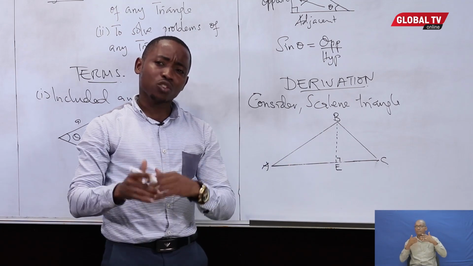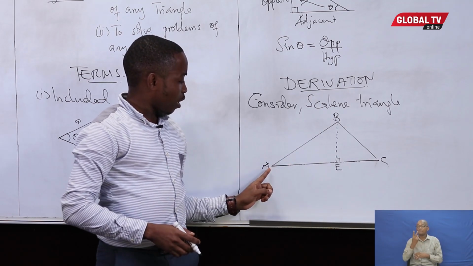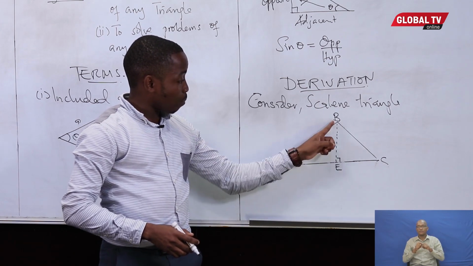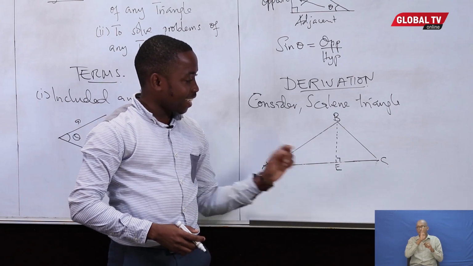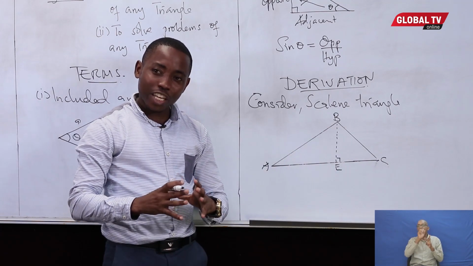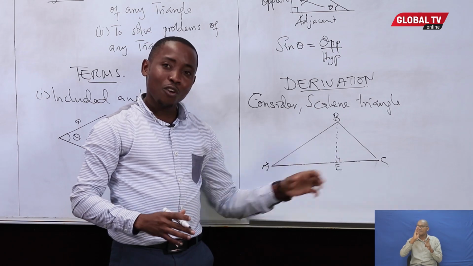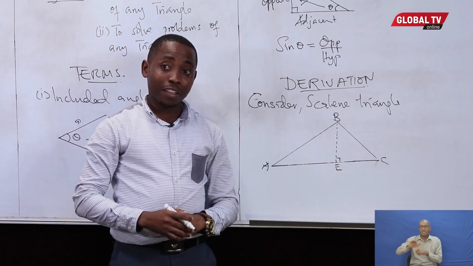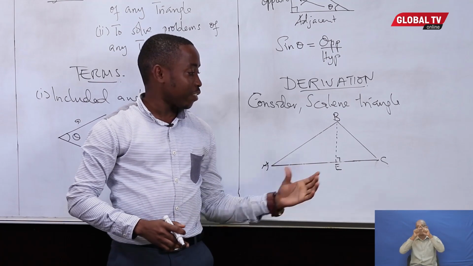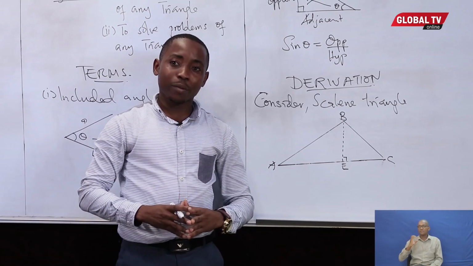Now once you observe this one, we have the scalene triangle, the large triangle ABC, but within it we have two other triangles: the small triangle BEC, and the other one, triangle ABE. If we find the summation of these two triangles, we are going to get the area of the whole triangle ABC. So now how can we get the area of this whole triangle ABC?